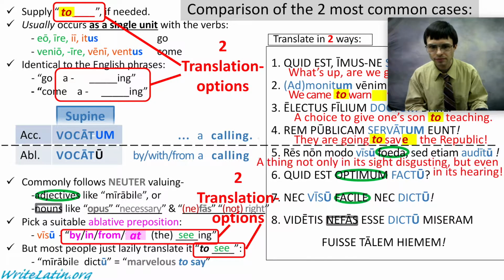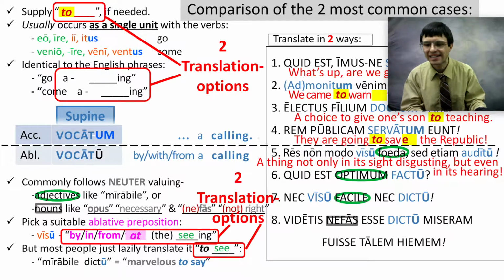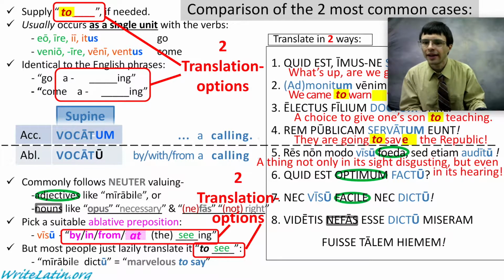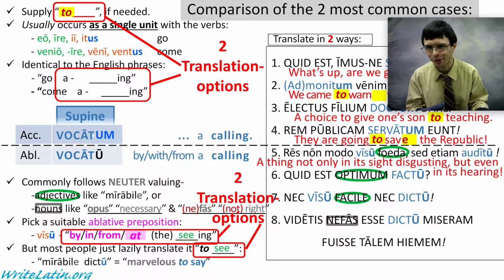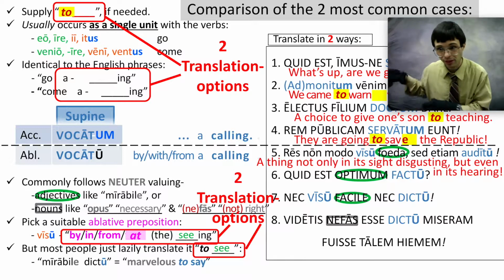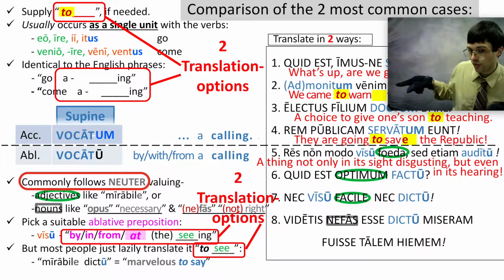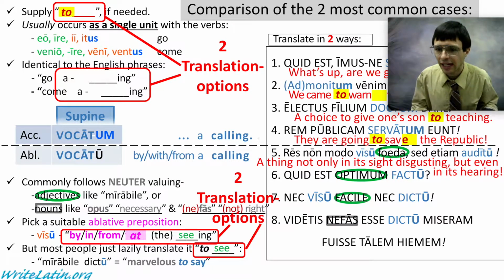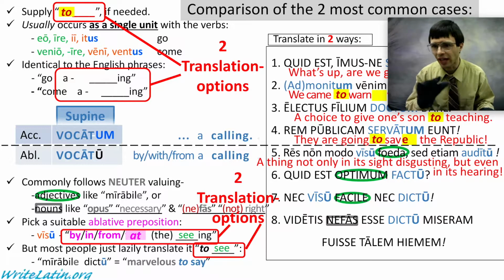And the answer? A thing, res, not only, non modo, in its sight disgusting, but even in its hearing. Now, foeda actually was not neuter. I guess I messed up. I thought it was going to be neuter plural, but no, actually it's feminine singular because it's matching what other noun? Res, right. So in this case it was an exception, but that's what I said. It commonly follows a neuter, but not always. Here was the exception. So: a thing not only in its sight disgusting, but even in its hearing, auditu.